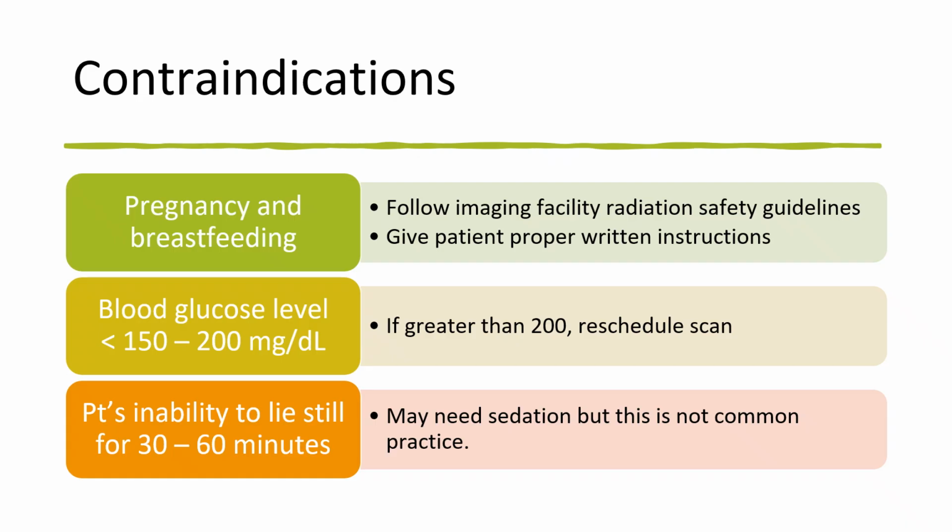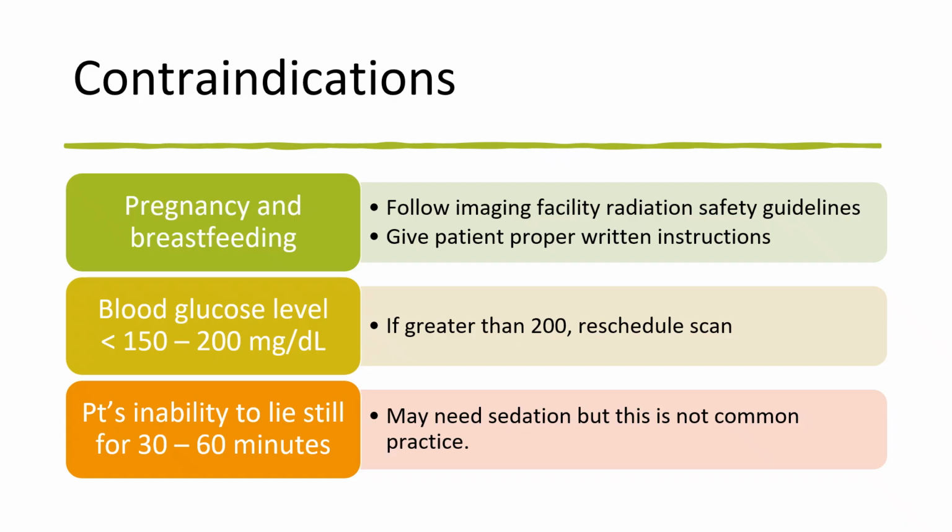And if it's higher than 200, they will reschedule the scan. The reason for that is because if you have a high blood sugar, then the cells in your body are already saturated with sugar. They have an overabundance in your bloodstream. They're not going to take up any more glucose because they're fat and happy on everything that's already in your bloodstream. Well, what's in your bloodstream is not radioactive, so we can't see it.